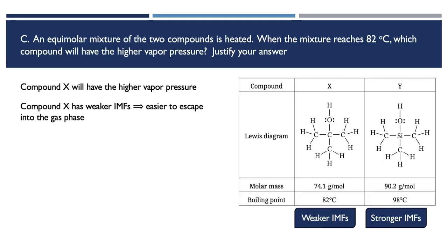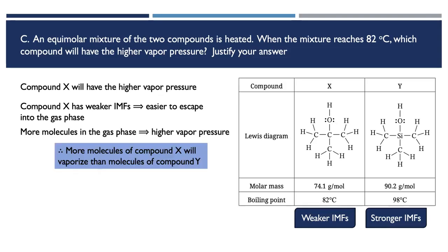They're weaker, and therefore it's going to take less energy for molecules of X to escape into the gas phase, which means more molecules of compound X are going to escape into the gas phase and therefore exert a higher vapor pressure. Right, since more molecules of compound X are going to vaporize at 82 degrees Celsius than compound Y, we're going to have that higher vapor pressure for X.